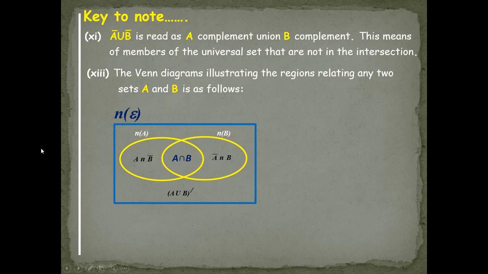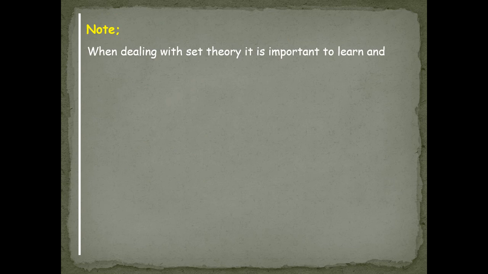So this part is within the universal set, as you can see. It's within the universal set but outside the union of these two sets. So this part here, within the universal set but outside the union, is A union B complement, which we can as well write as A complement intersection B complement. Now, having looked at that, we need to note that when dealing with set theory, it is important to learn and appreciate the different regions associated with the Venn diagram.